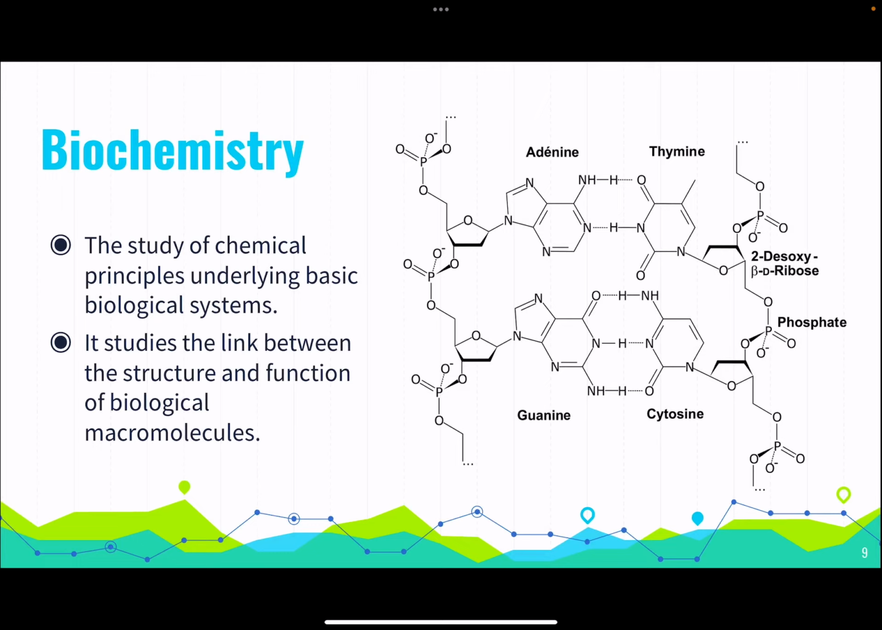And the last one would be biochemistry. I told you this is a very interesting branch because it deals with biology. And because it deals with biology, it also involves medicine. It also involves nutrition or any nutritional science, etc., right? It is the study of chemical principles underlying basic biological systems. Biochemistry studies plants, animals, humans, of course. It studies the link between the structure and function of biological macromolecules.